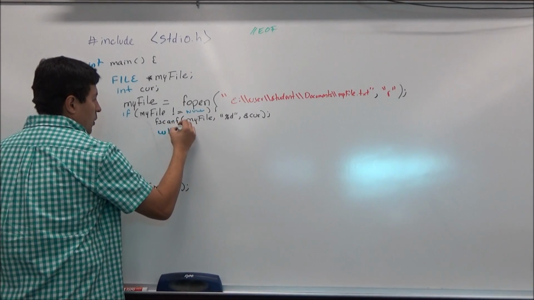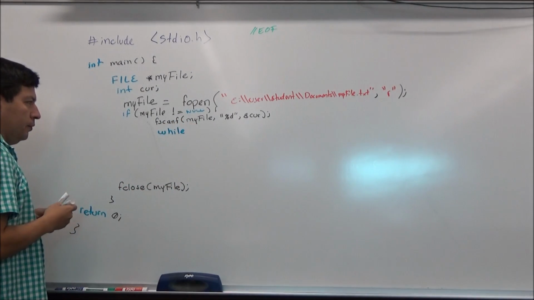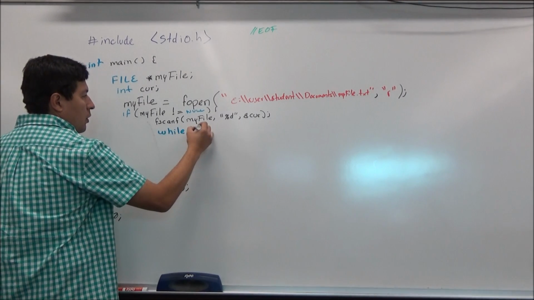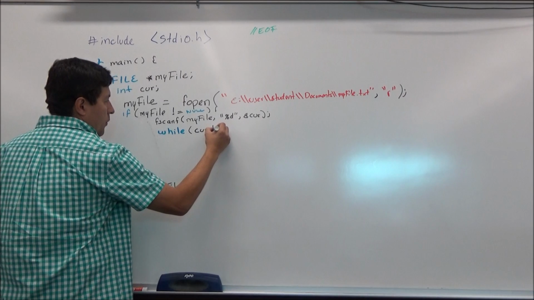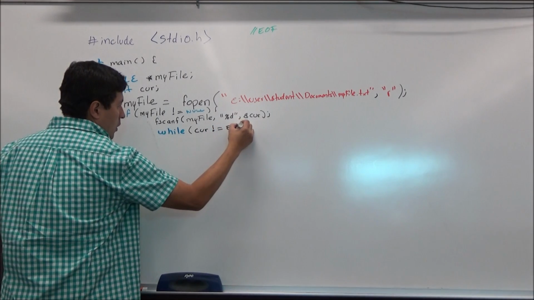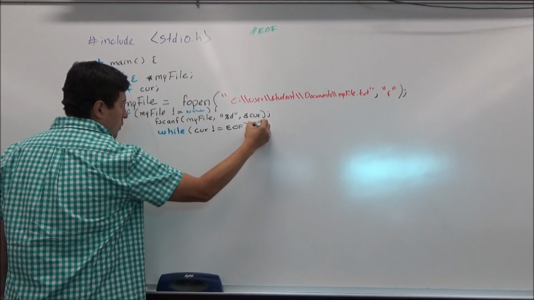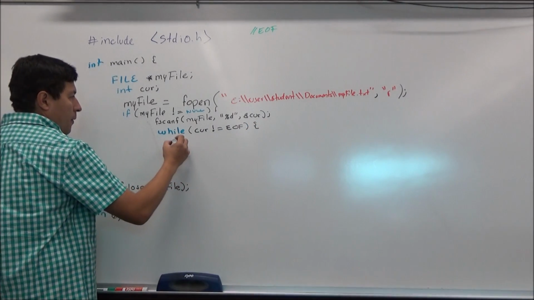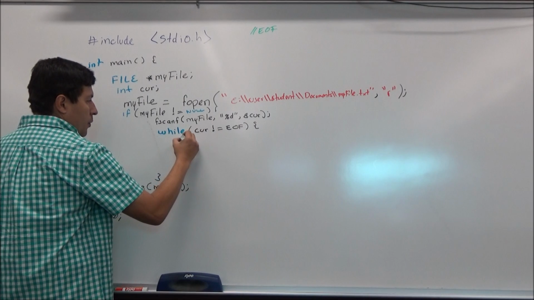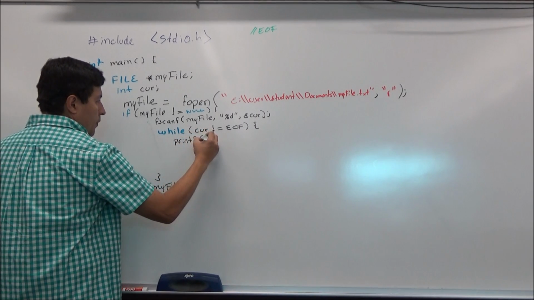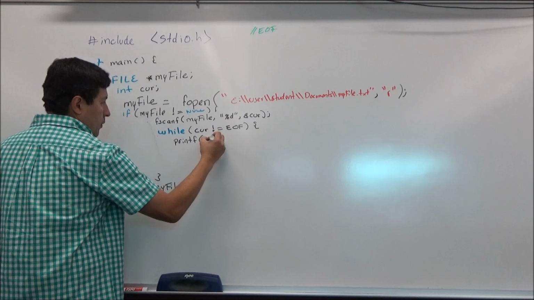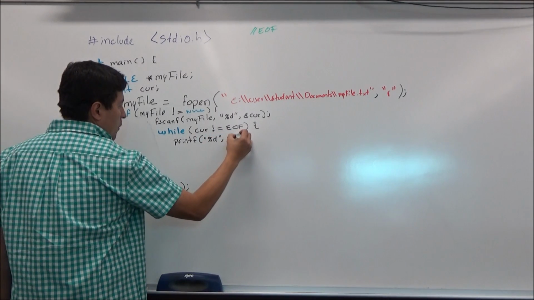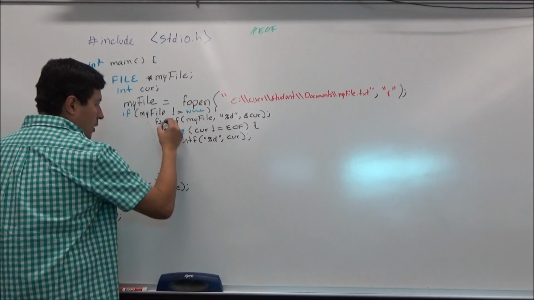I'll do a while loop here. Well, the current is different than the end of file. And let's say printf number and current. And then I'll repeat this function.